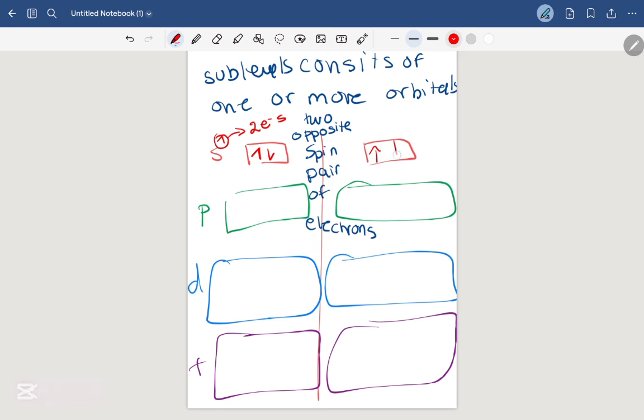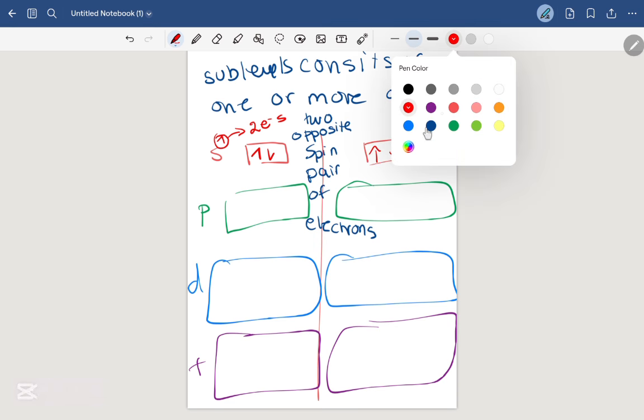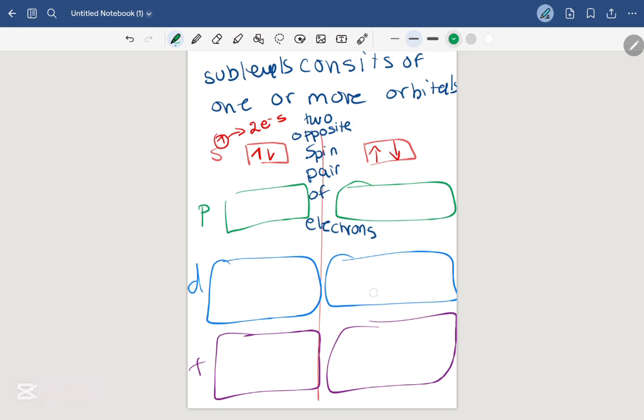Now we move on to P. P has 3 orbitals. So each P has 3 orbitals. You can represent it by one up, but how do you fill the P subshell? You start by filling one that's spinning up, one that's spinning up, one that's spinning up, and after you fill all of the orbitals with one that's spinning up, you can fill one spinning down, one spinning down, one spinning down. Now, arrow up, arrow up, arrow up, arrow down, arrow down, arrow down.